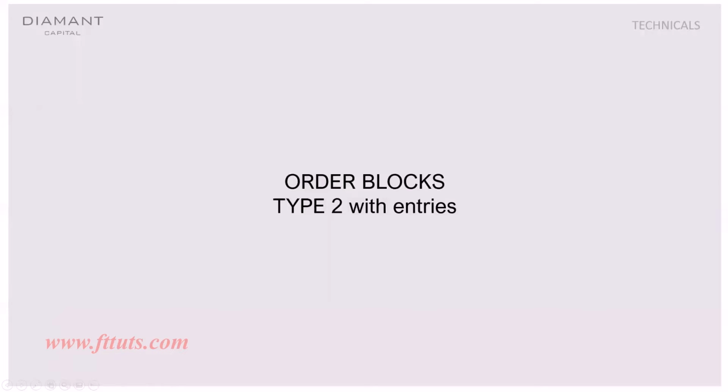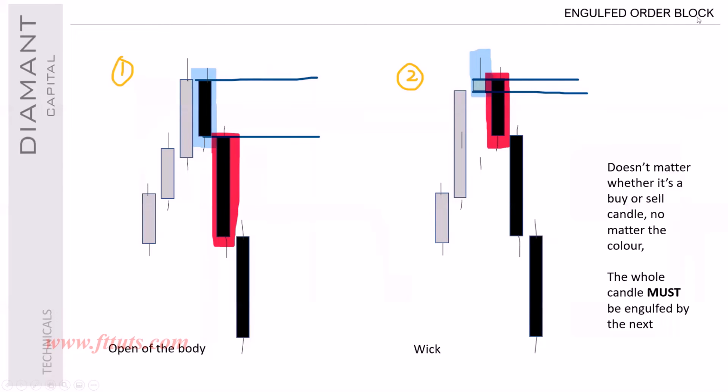But yeah, second type of order block. This one is what I like to call the engulfed order block. Now, it's different to the last one that we saw. It's not the last up move before the down move, but instead it's the one that gets engulfed.